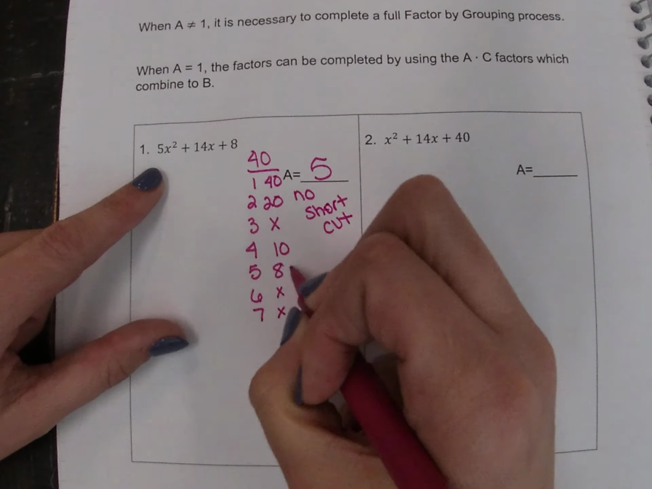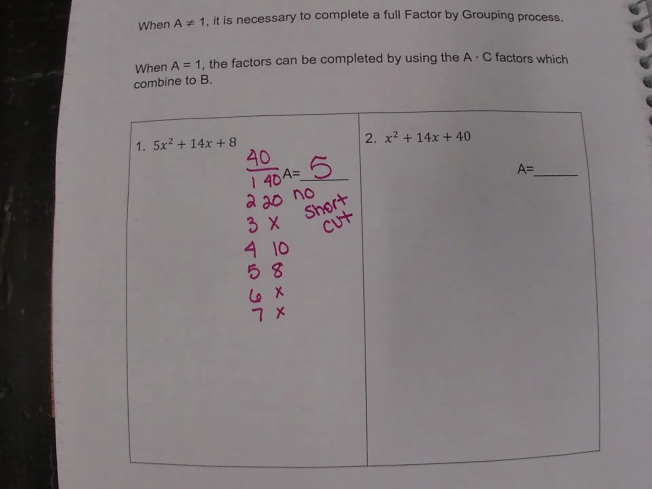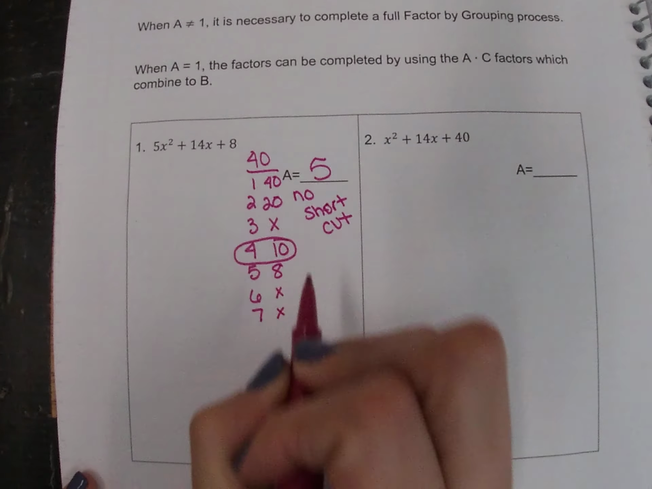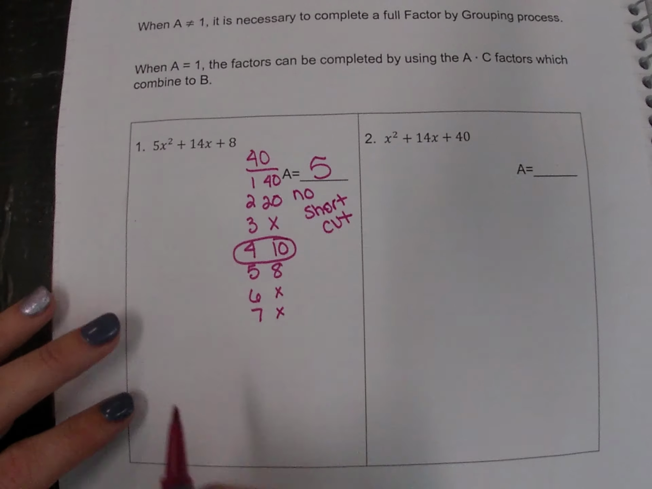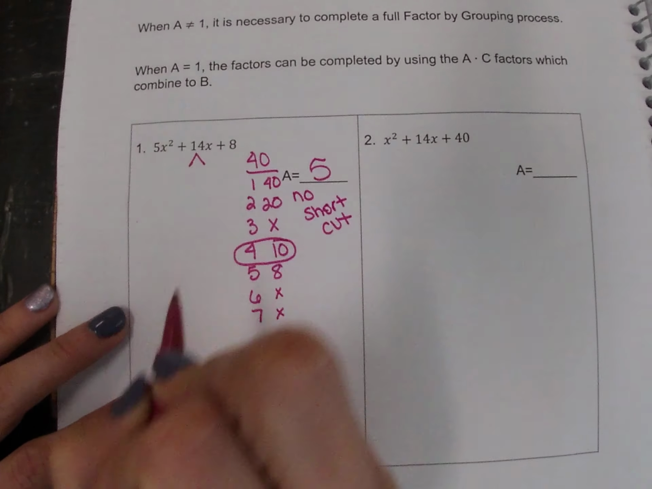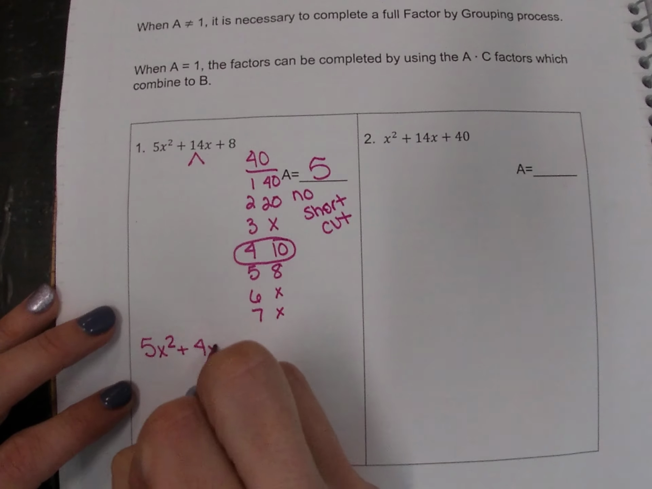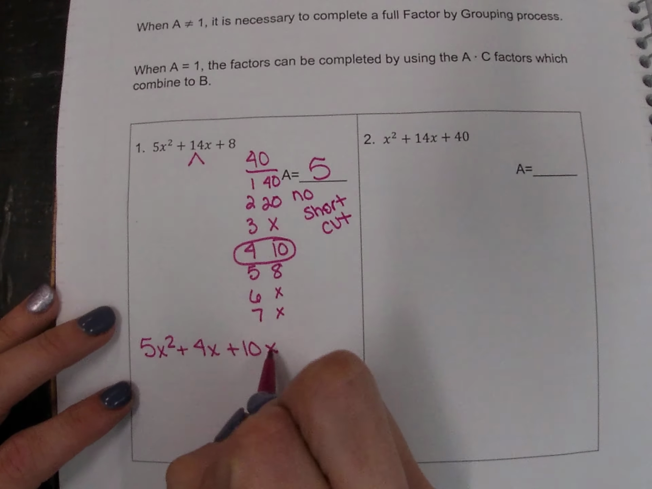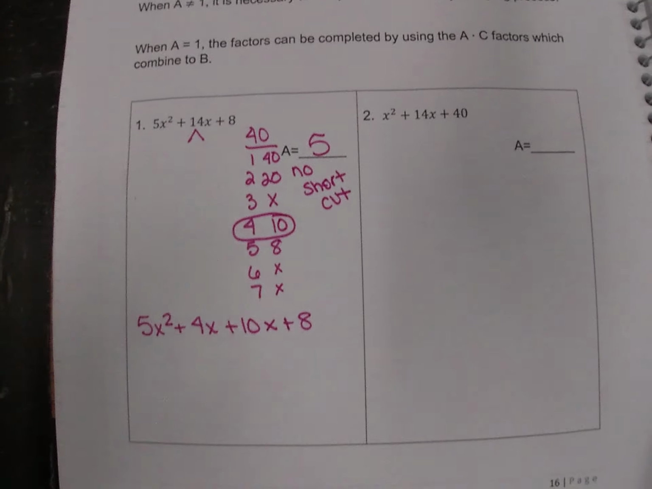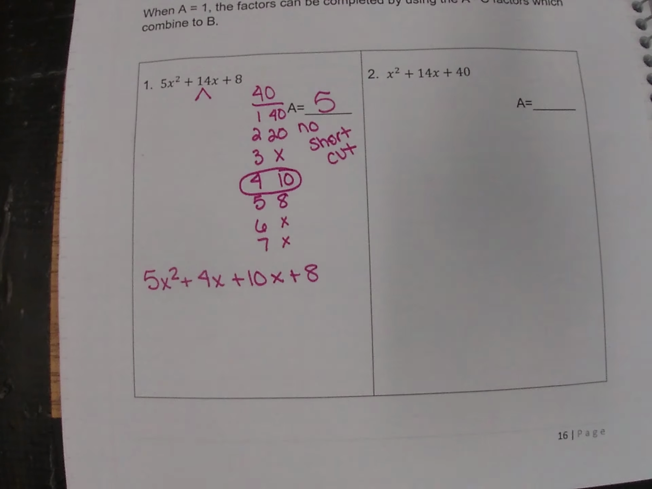All right, we know we're done because our next value here is 8. These are all positive, so everything's staying positive. So we want our set that will add up to 10. So that's going to be our 4 and our 10. So if we split that up in our pieces here, we'll have a 5x squared plus 4x plus 10x plus 8.